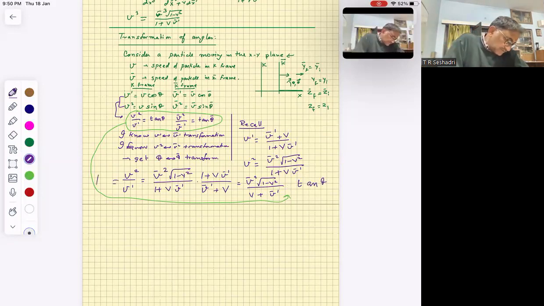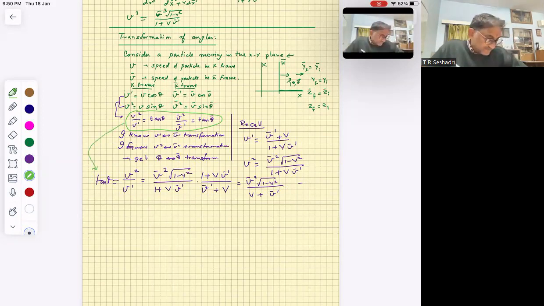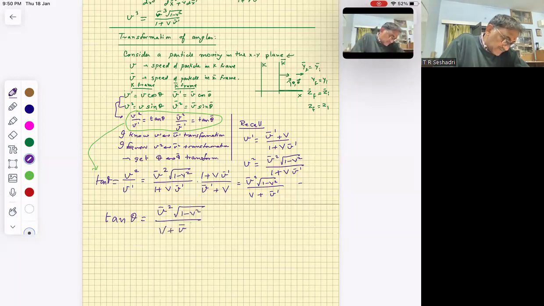Okay, because this is equal to tan theta. Let me just note. Right. And now what I do is I just simplify this further. So I have tan theta is equal to V bar 2 times square root of 1 minus V square, by V plus V bar 1. And I divide throughout by V bar 1.